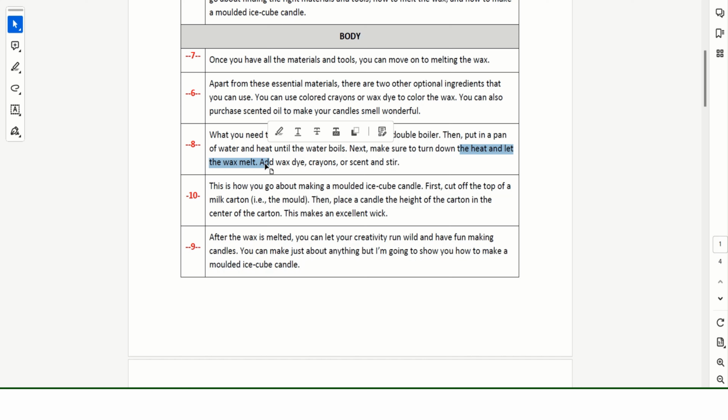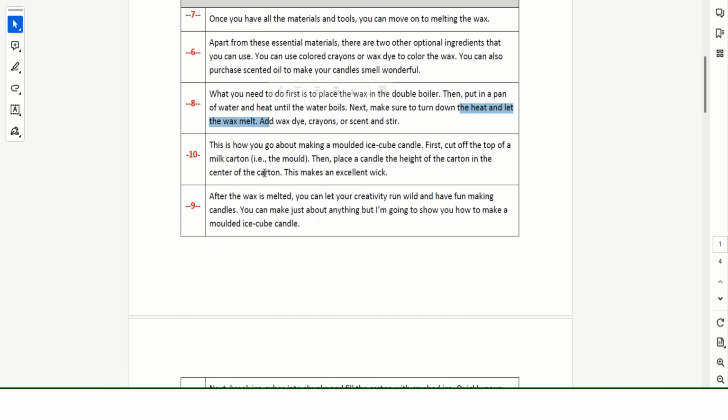Okay. So before this, in number 7, you mentioned that you're going to start by melting the wax. So number 8 here tells you that you have melted the wax. Okay. We move on to the next part. Because of the words after the wax is melted here, this is the reason why this is number 9, not number 10. Okay, all right, and then you can go to the last part of the sentences here. You can make just about anything, but I'm going to show you how to make a molded ice cube candle.